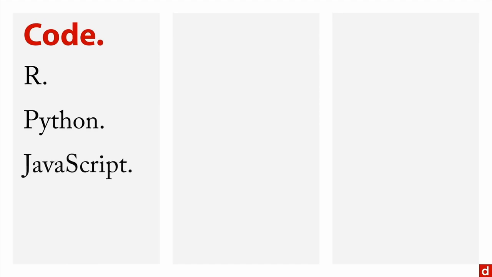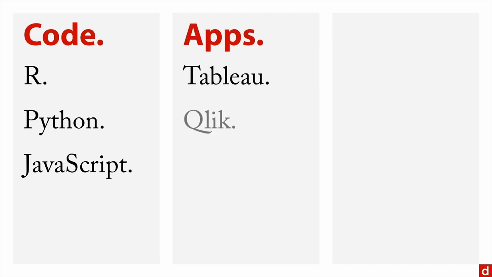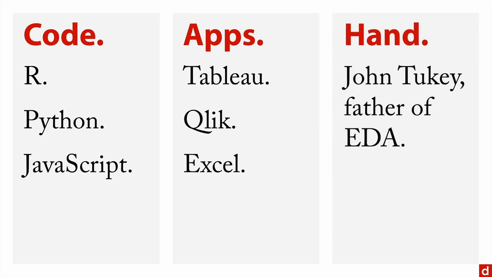There are a few ways you can do this if you want to. The first is with programs that rely on code. So you can use the statistical programming language R, the general purpose programming language Python. You can actually do a huge amount in JavaScript, especially in D3.js. Or you can use apps that are specifically designed for exploratory analysis. That includes Tableau, both the desktop and the public versions, Qlik, and even Excel is a good way to do this. And then finally, if you really want to know, you can do this by hand. John Tukey, who's the father of exploratory data analysis, wrote his seminal book, a wonderful book, where it's all hand graphs, and actually it's a wonderful way to do it.